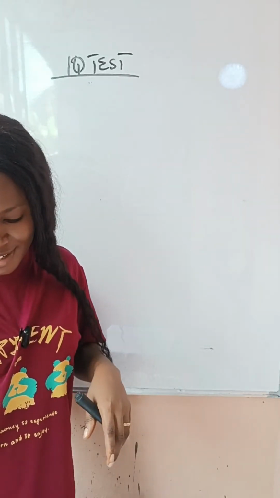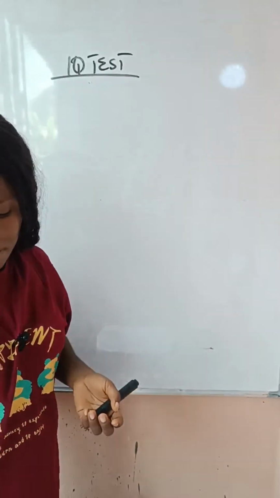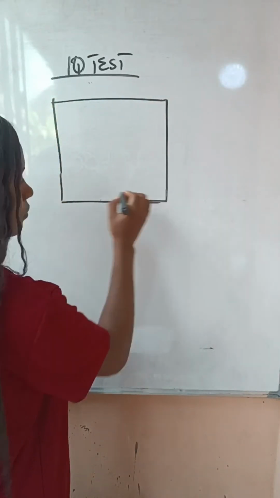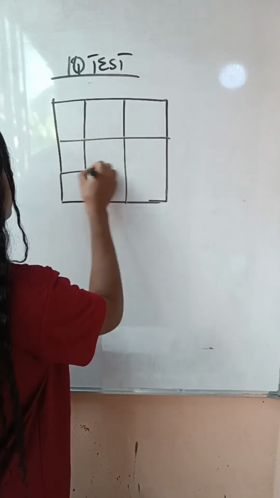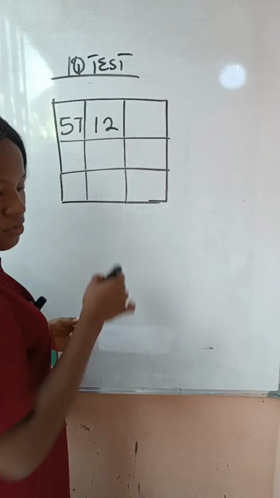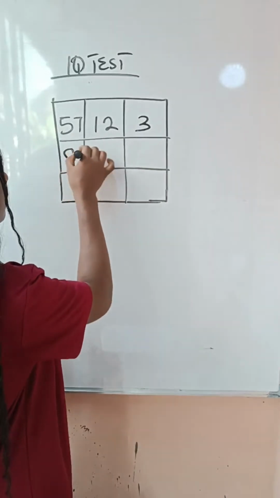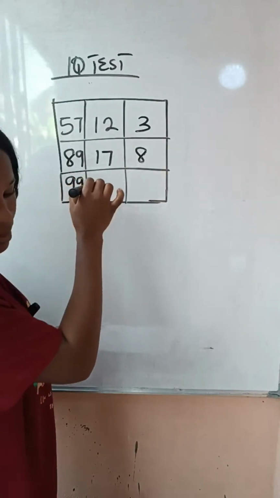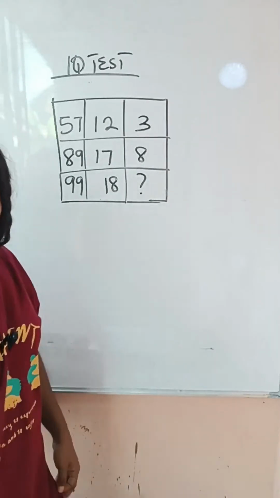All right. Let's go. Now we have: fill in the missing number. So we have 57, we have 12, we have 3, we have 89, we have 17, we have 8, we have 99, we have 18. Now, what is the value of the number that is supposed to be there?